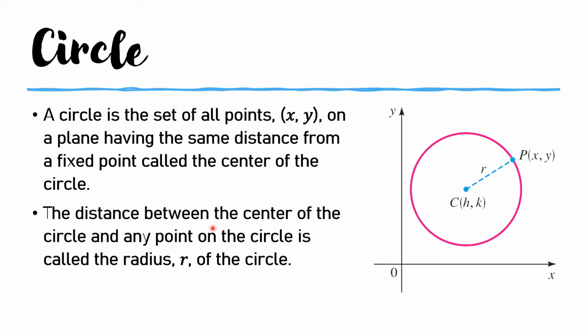And that distance between the center of the circle and any point on the circle is called the radius, or r, of the circle. So if we're going to get the length of point C to point P, this will be our radius.